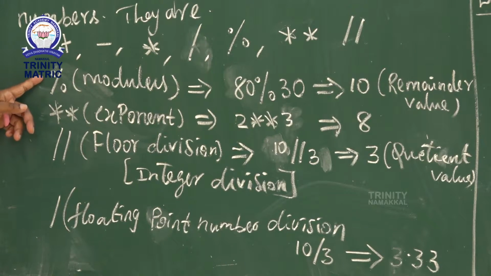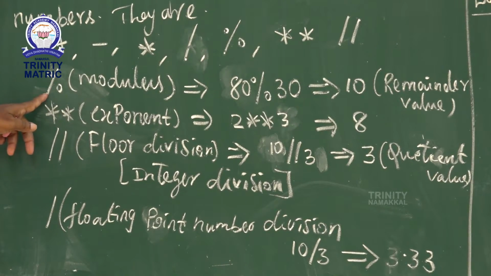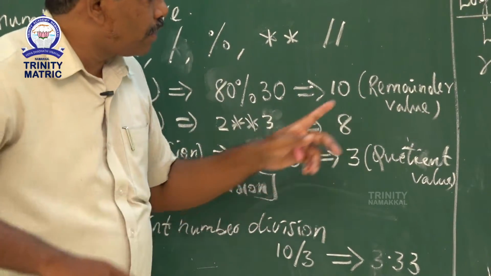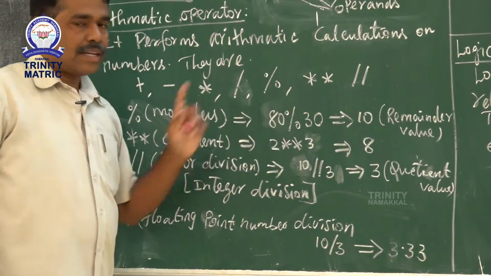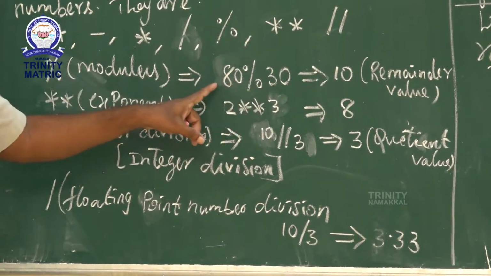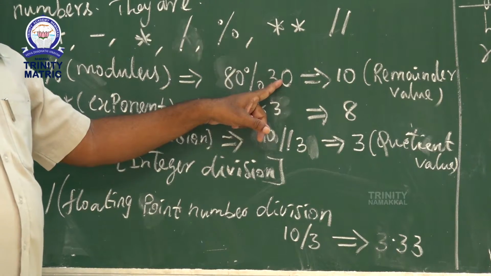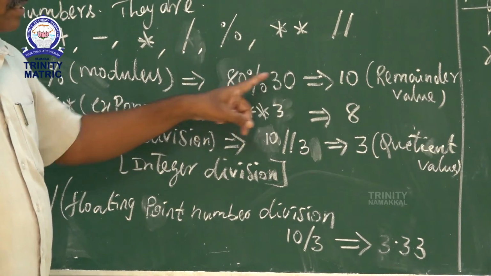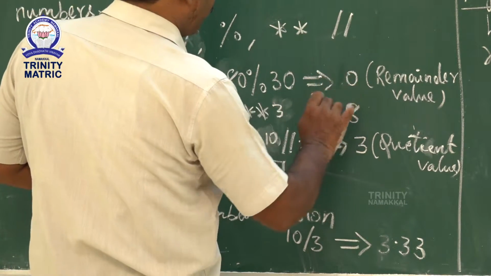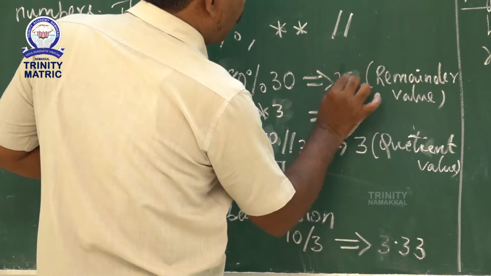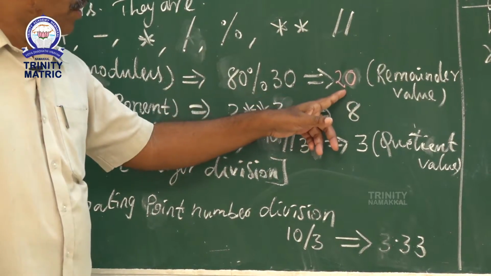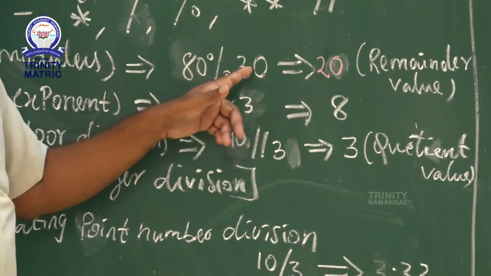See this example, percentage. The percentage symbol is nothing but modulus, which gives the remainder value of the division. See 80 percentage 30, that means 80 remainder 30. In the sense 1 30 is 30, 2 30s are 60, remainder is 20. What is the remainder value? 20. So the percentage operator returned the value 20 for this given expression.